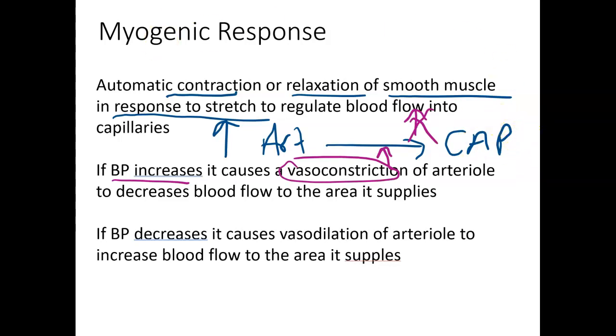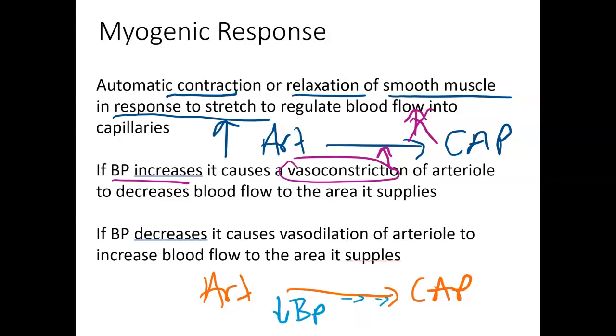Or if your blood pressure should drop suddenly, so if my BP were to decrease, so we'll just do it down here. We have an arteriole feeding into a capillary. So now if blood pressure decreases, you can imagine that less blood would flow, right? We wouldn't get enough blood. So in that situation, we're going to open up the blood vessel and vasodilate to maintain flow. So it's a little counterintuitive to what you were thinking about in systemic vessels.